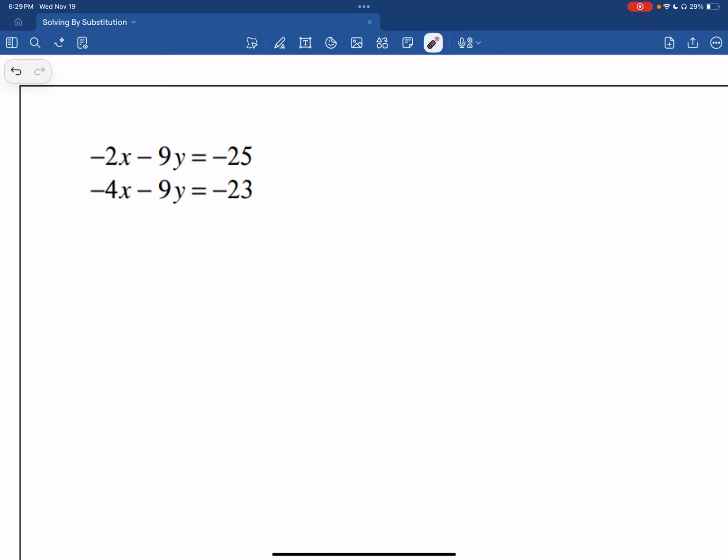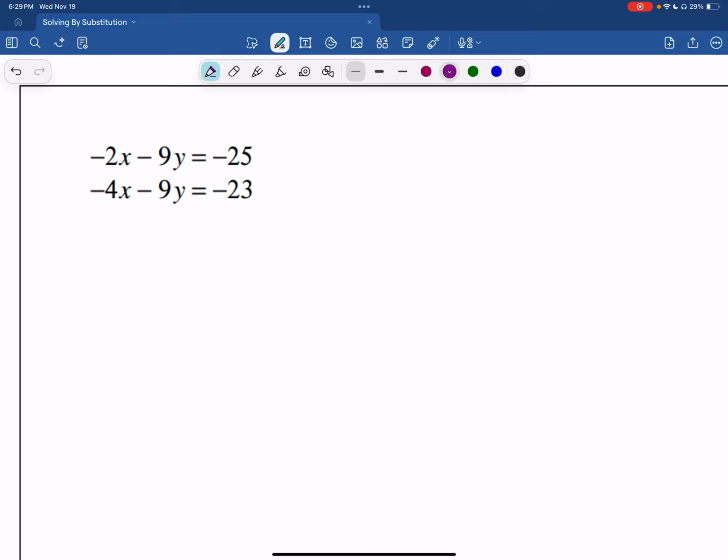So we have the same variable and coefficient, right? 9y in the first equation, 9y in the second equation, but they're not opposites of each other because they're both negatives, right? And to use elimination, we need one to be negative and we need the other to be positive. So same step, right? It doesn't matter that both of these are negative. We will still need to multiply one of them by a -1.